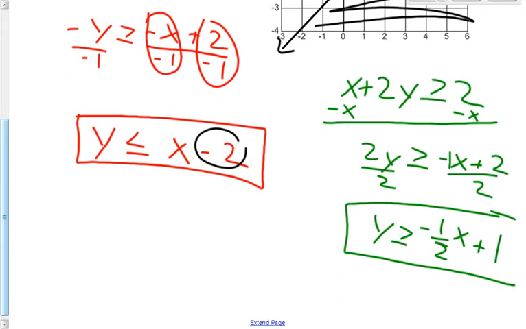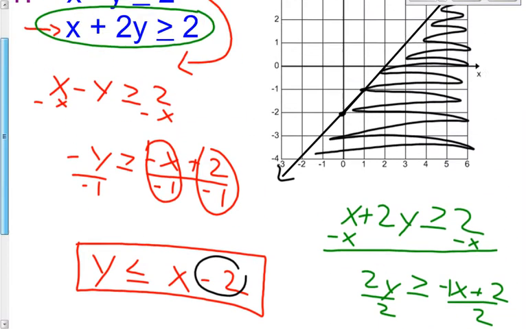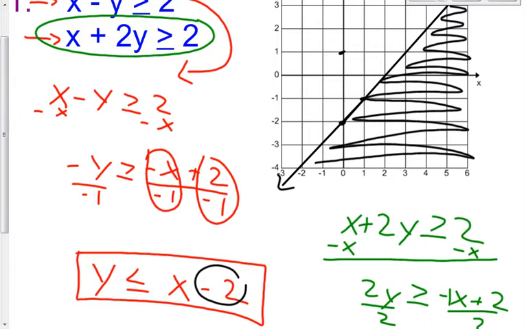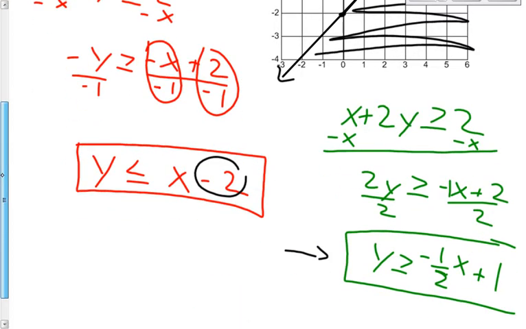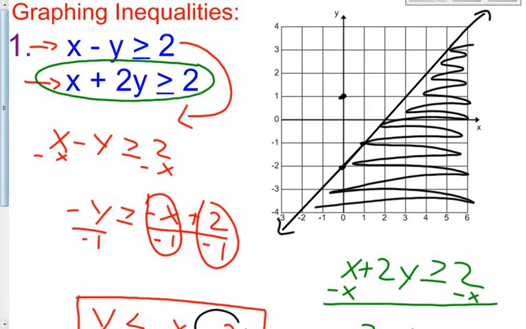y is greater than or equal to a negative 1/2 x plus 1. So my y-intercept is at a positive 1. And then my slope is a negative 1/2. So go down 1, right 2, down 1, right 2, down 1, right 2, and so on. Connect these dots with a straight line.